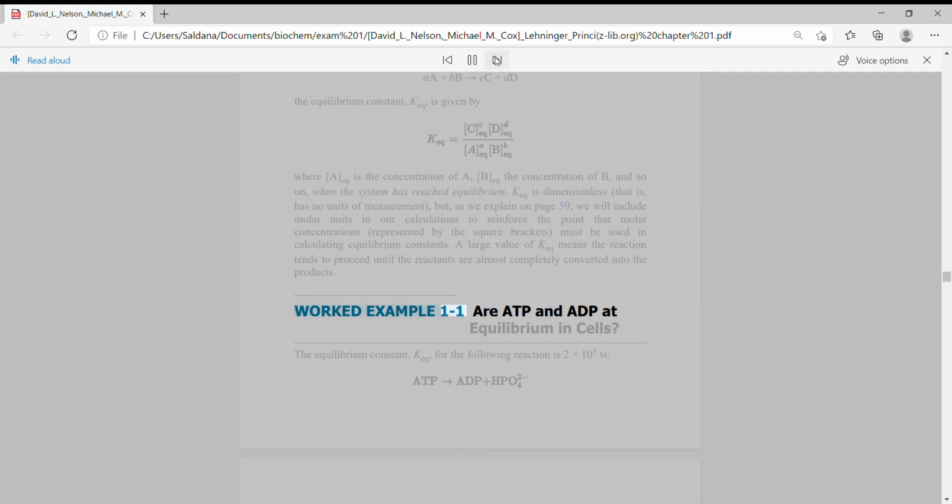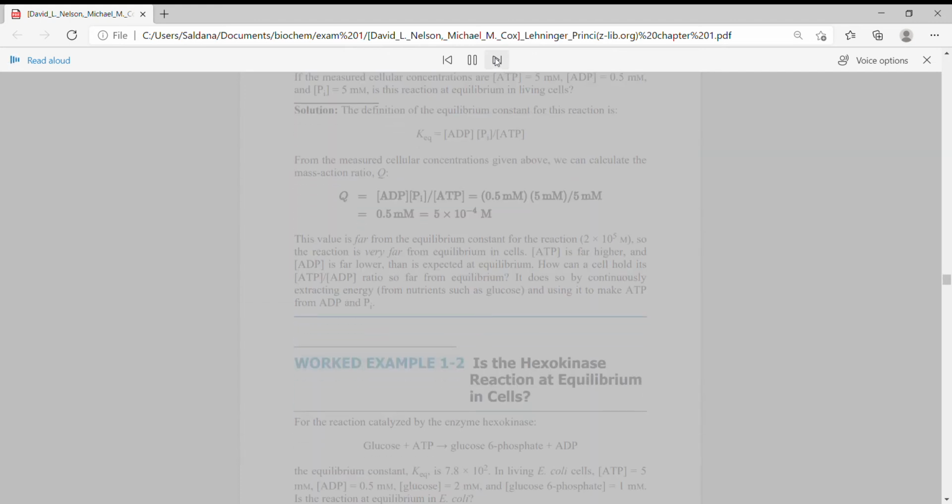Worked example 1-1: Keq and equilibrium in cells. If the measured cellular concentrations are ATP equals 5 mM, ADP equals 0.5 mM, and Pi equals 5 mM, is this reaction at equilibrium? The definition of Keq is given by the concentrations of ADP and Pi over ATP, using the measured cellular concentrations.